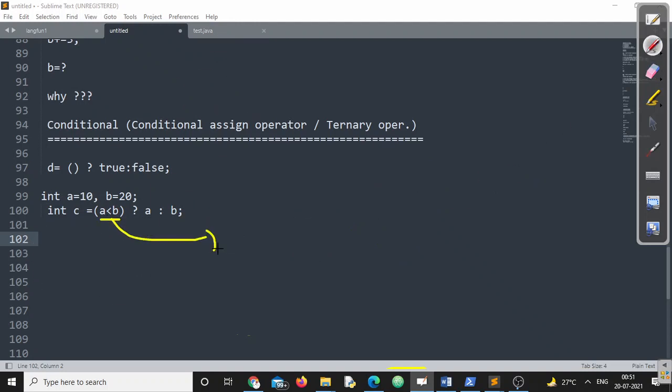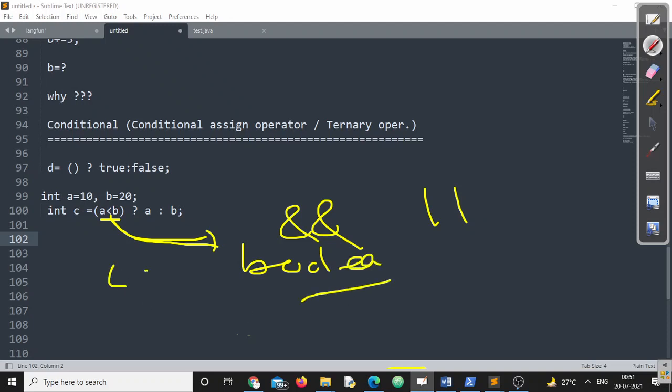To represent this condition, I can happily use logical AND, logical OR, all the operators that can be used there. Remember, the output of this condition should be Boolean. It should not be anything else. I cannot write only A. This will be a wrong one to use.